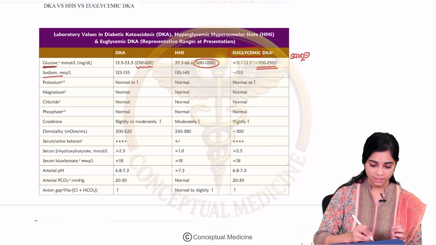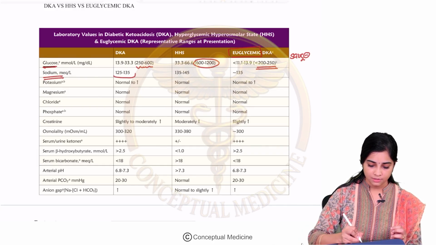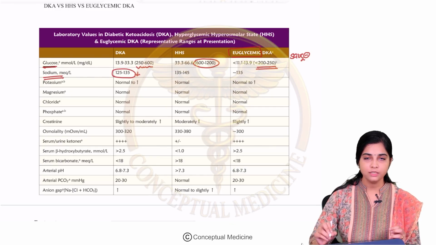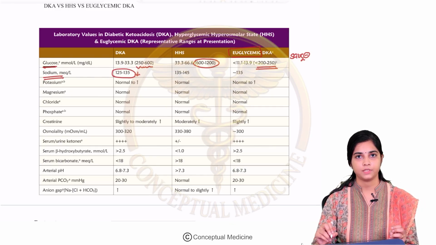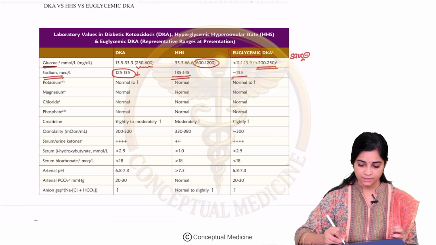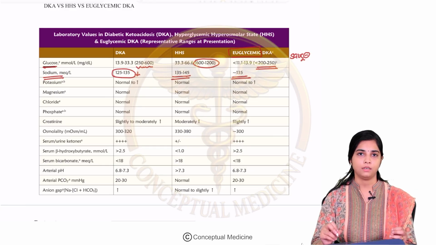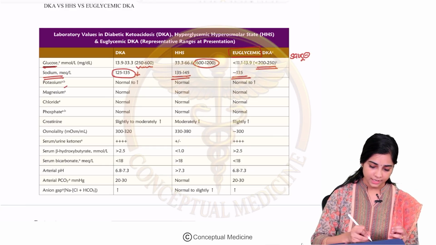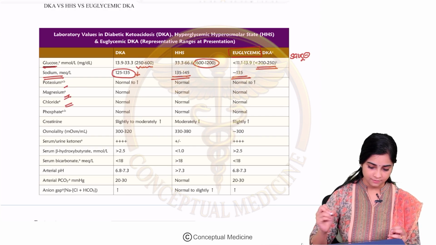Then, sodium levels. What happens to the sodium levels? The sodium levels are slightly low in your DKA, but the sodium levels are normal in your HHS and in your euglycemic DKA. Okay. Then, potassium levels will be normal, magnesium levels normal, chloride levels are normal. Phosphate levels are normal as well.